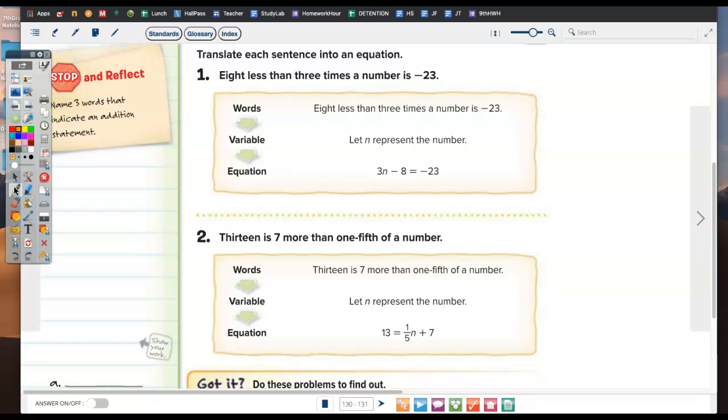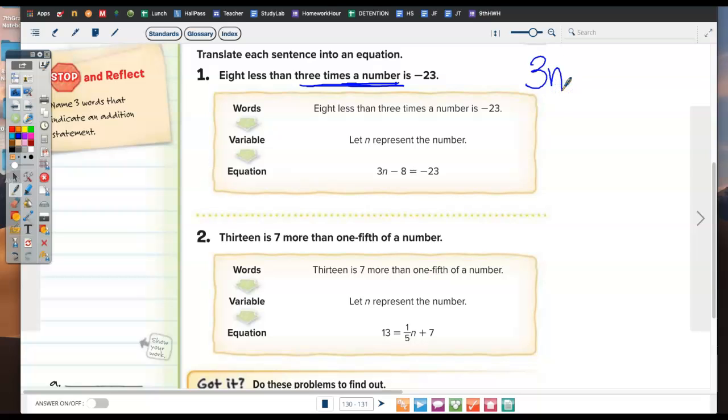Okay, so on example 1, we have 8 less than 3 times a number is negative 23. I always like to start with the variable first. So where it says times a number, do you know what that number is? No, so you know that has to be our variable, okay? So how do I write 3 times a number? Multiply by 3, right? So 3 times n, or just 3n, okay?